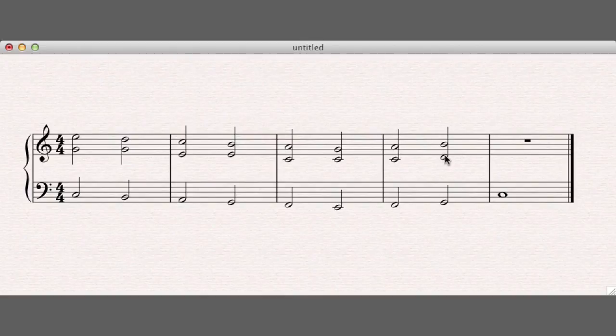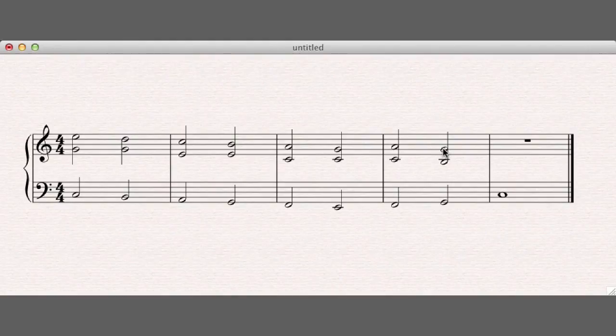So you use the contrary motion approach. Bass goes up by step, the others go down by the smallest interval possible. And in this case, that smallest interval is a step. Now you may say, oh wait a second, you have a root and a third. Is that allowed? Yes, it's allowed.